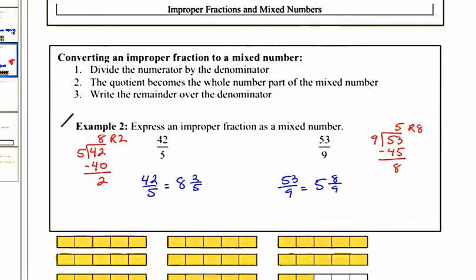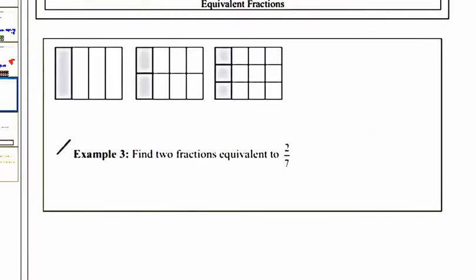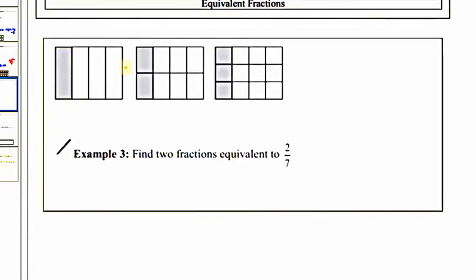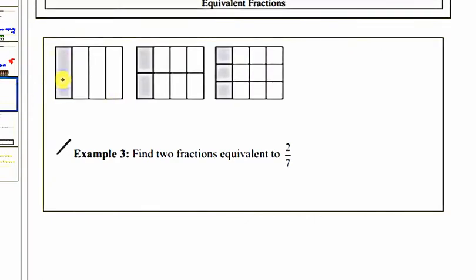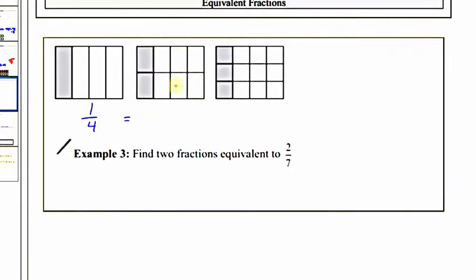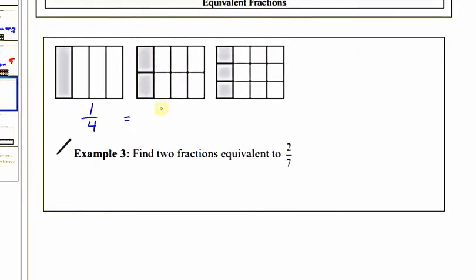Now let's talk about equivalent fractions. Equivalent fractions are different fractions equal to the same amount or same value. Here we have 3 models of 3 equivalent fractions. If this rectangle is one whole, notice how for this model we've cut or partitioned one whole into 4 equal pieces, one of which is shaded, so this model is the fraction 1/4. For the next model, notice how we have one whole cut or partitioned into 8 equal pieces, 2 of which are shaded, so this is the model for 2/8.